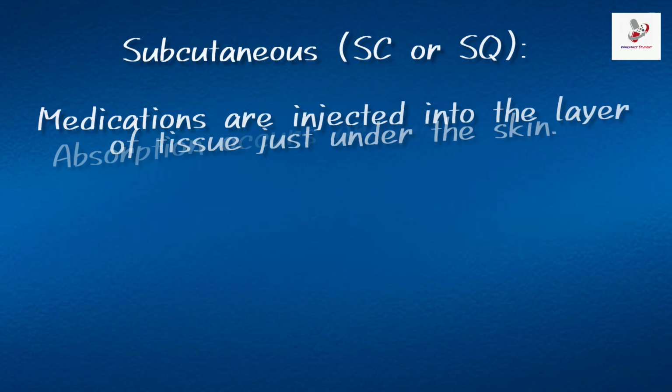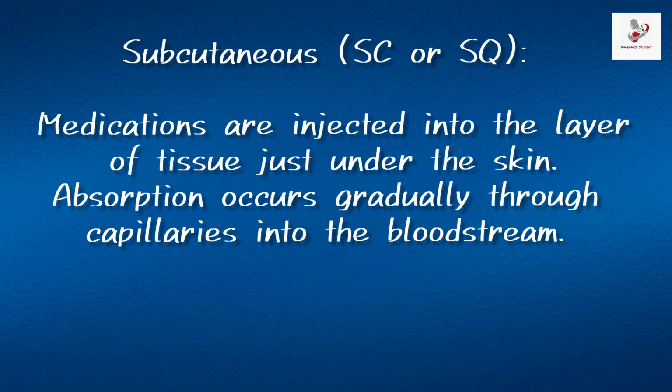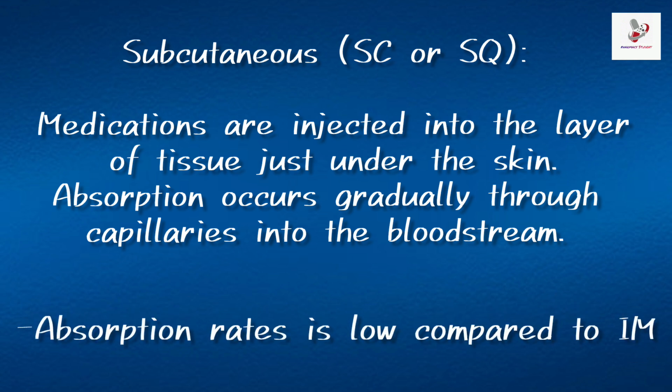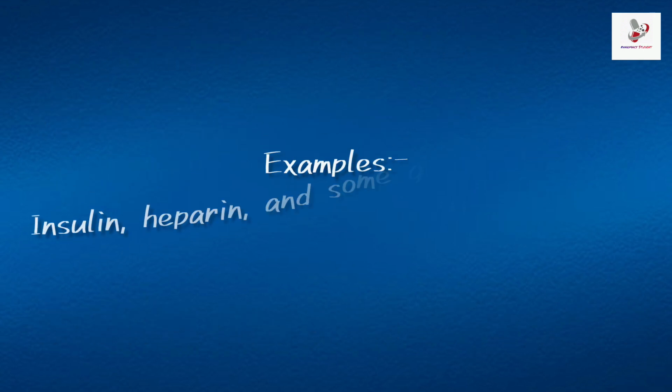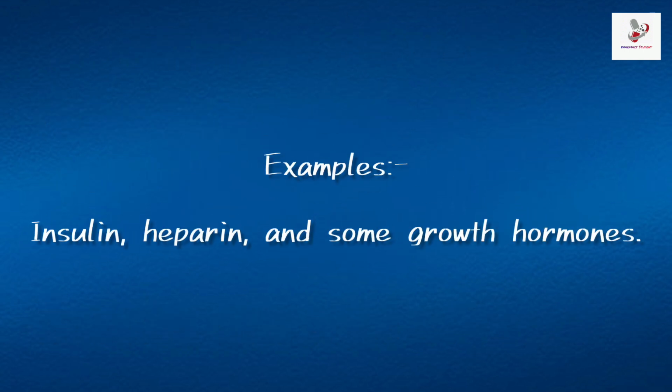Third one is subcutaneous. Medications are injected into the layer of tissue just under the skin. Absorption occurs gradually through the capillaries into the bloodstream. Compared to the intramuscular, the subcutaneous route has a lower absorption rate depending upon the blood flow to the site. Examples are insulin, heparin, and some growth hormones.